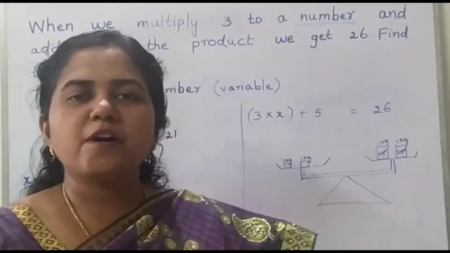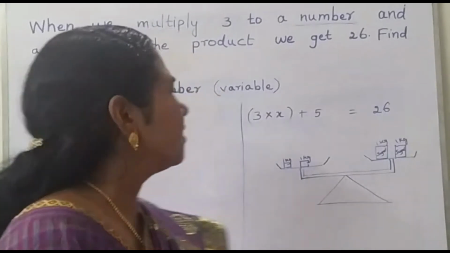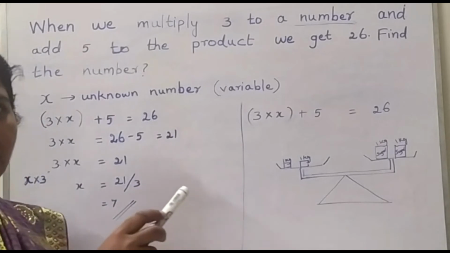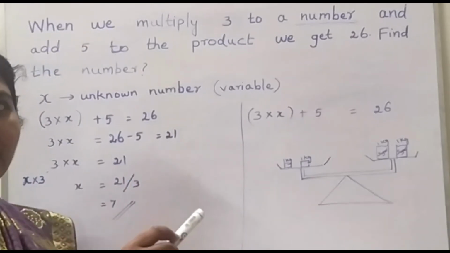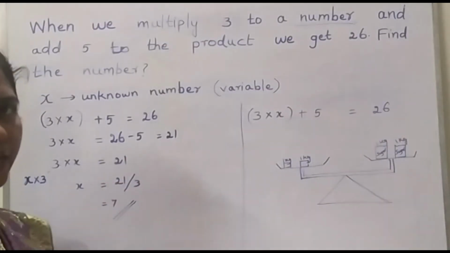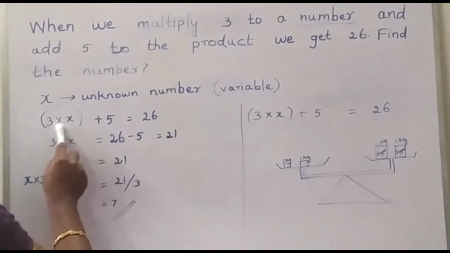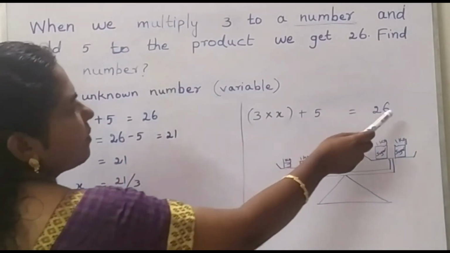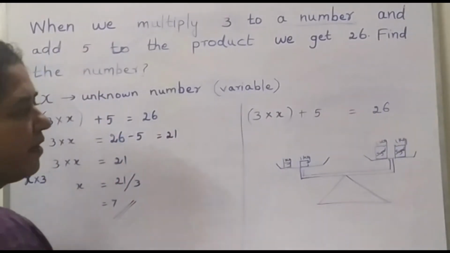Now some of you may have some confusions in doing these sign changes. So for better understanding, I will explain in detail how we have obtained these values. I have written the first equation here: 3 into x plus 5 is equal to 26. So how to proceed, we have to see.